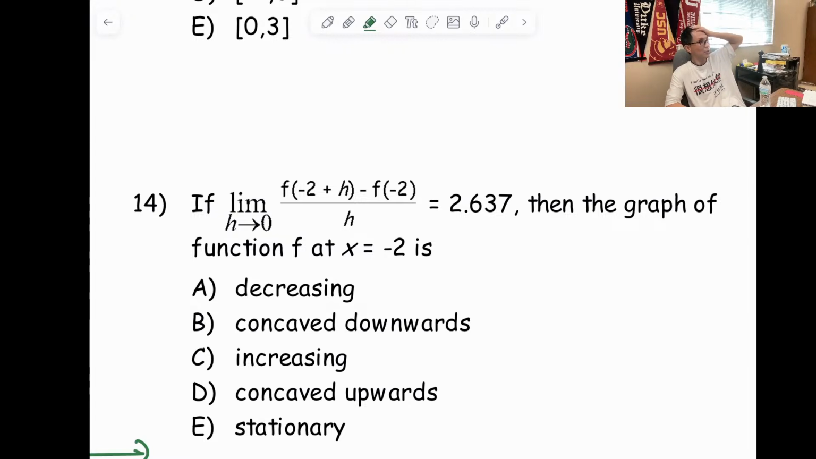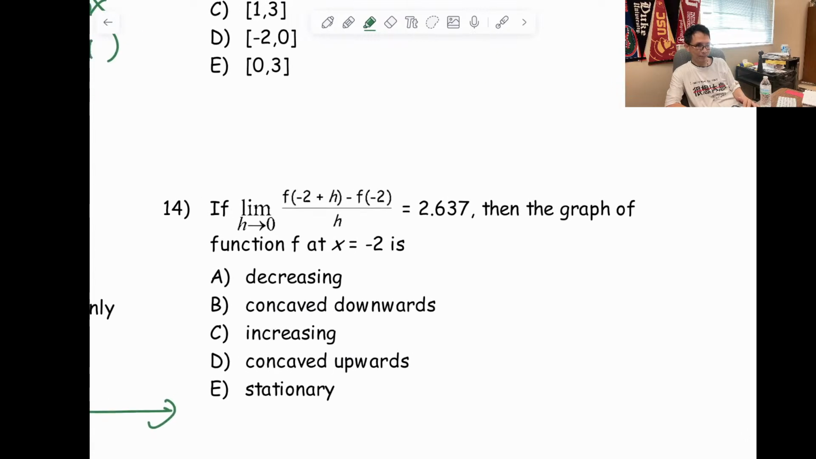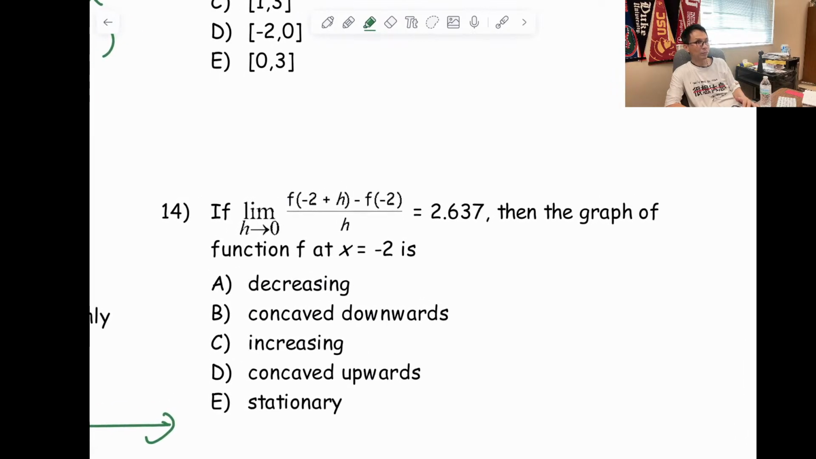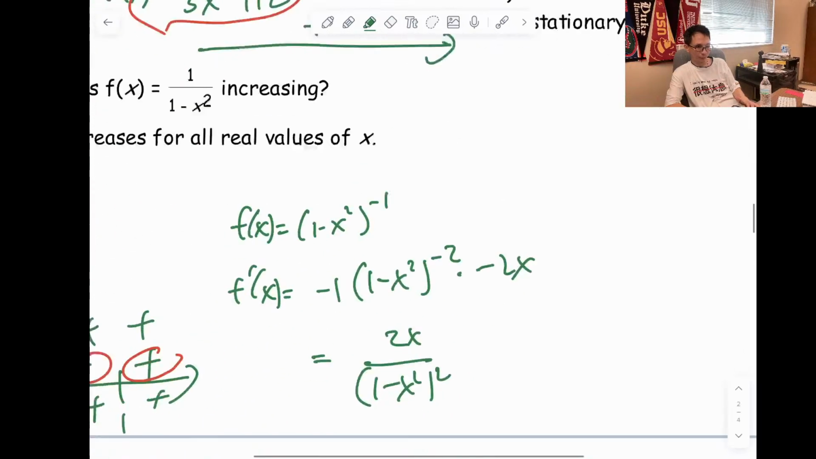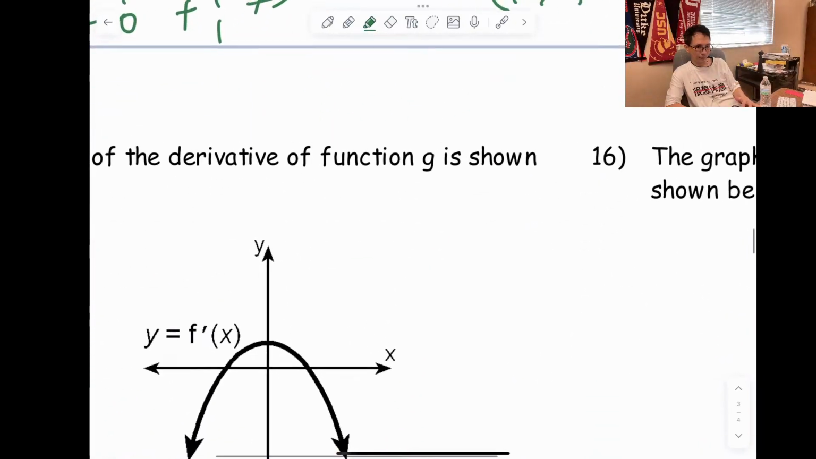This is just the definition of derivative at -2. That's going to be positive at -2, so the slope is positive. Oh, so that's the negative derivative for that.